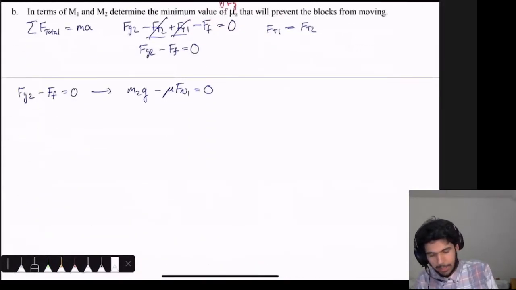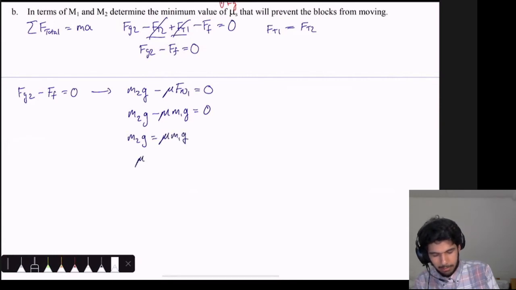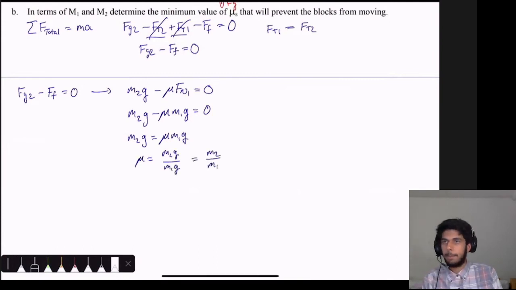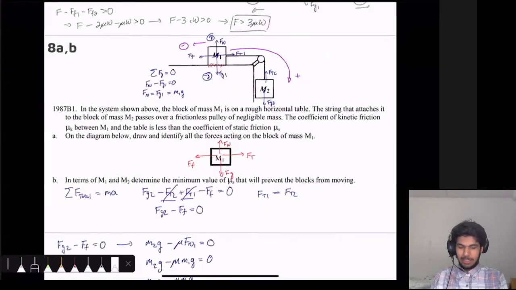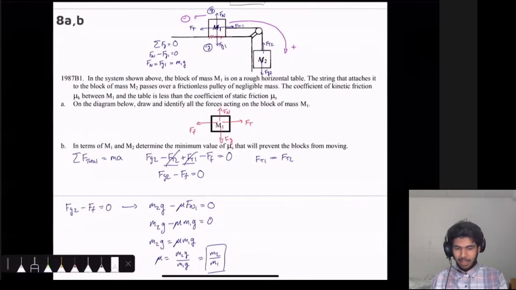So let's substitute that back in. We get M2g minus mu M1g equals 0. And now we can do a little bit of algebra to solve for mu. We get mu equals M2g over M1g, and that equals M2 over M1. I think that's pretty cool. The coefficient of friction depends solely on the masses. Pretty much nothing else, not even gravity, just how massive these objects are. So yeah, that is part B.